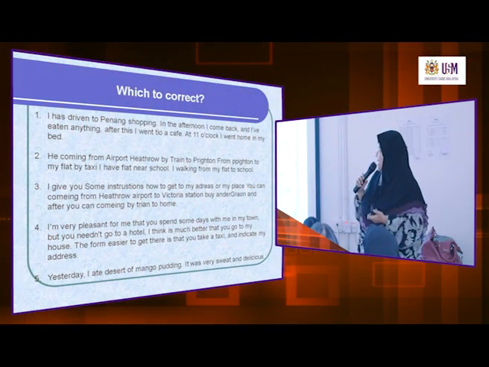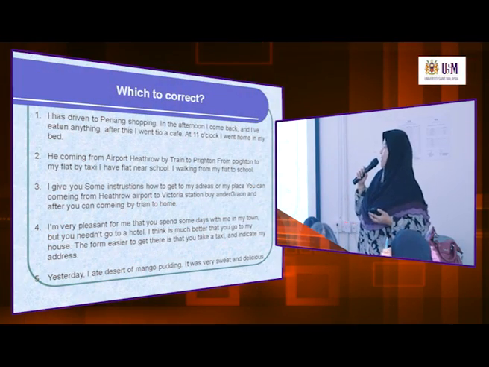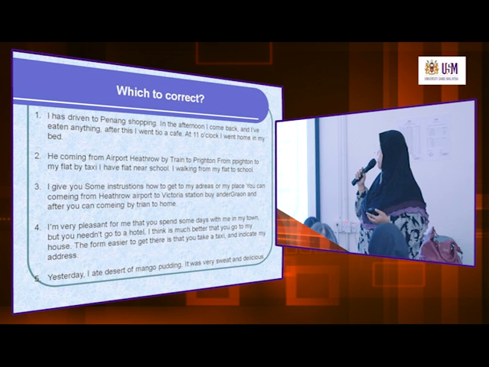So, I'll give you 5 minutes to correct this sentence. Circle which one to correct and then tell what should be corrected. Give us the correct sentence. All the ones in red are the errors. Okay? Okay, 5 minutes. I've eaten anything. After this, I went to a cafe. At 11 o'clock, I went home in my bed.